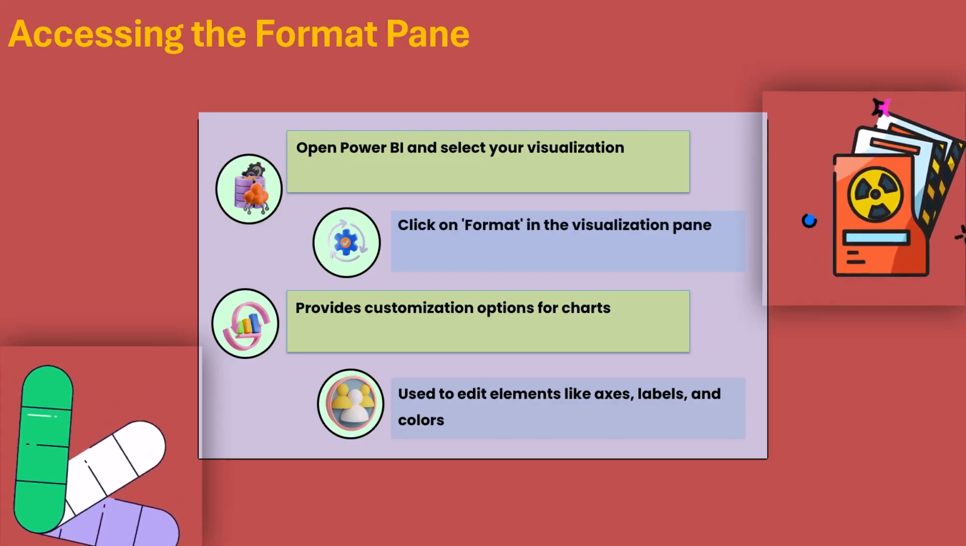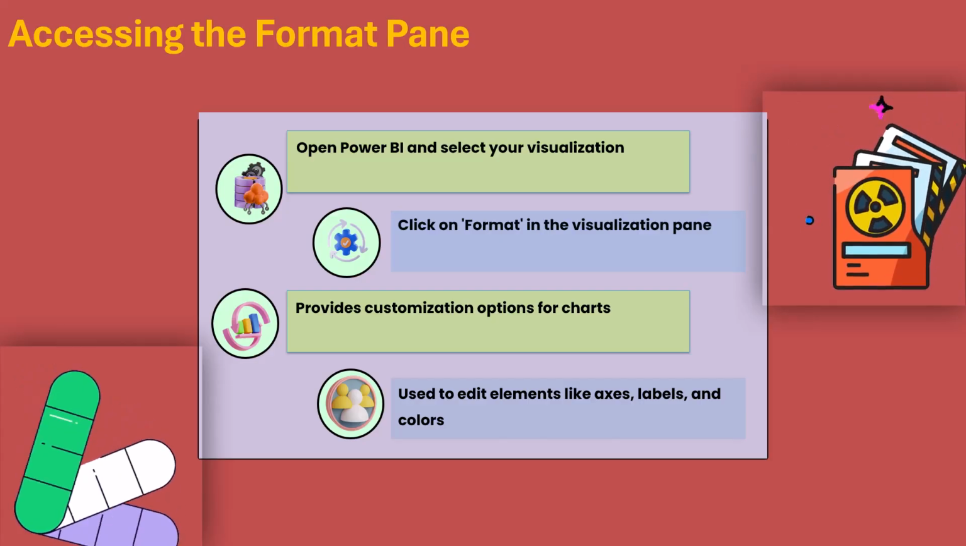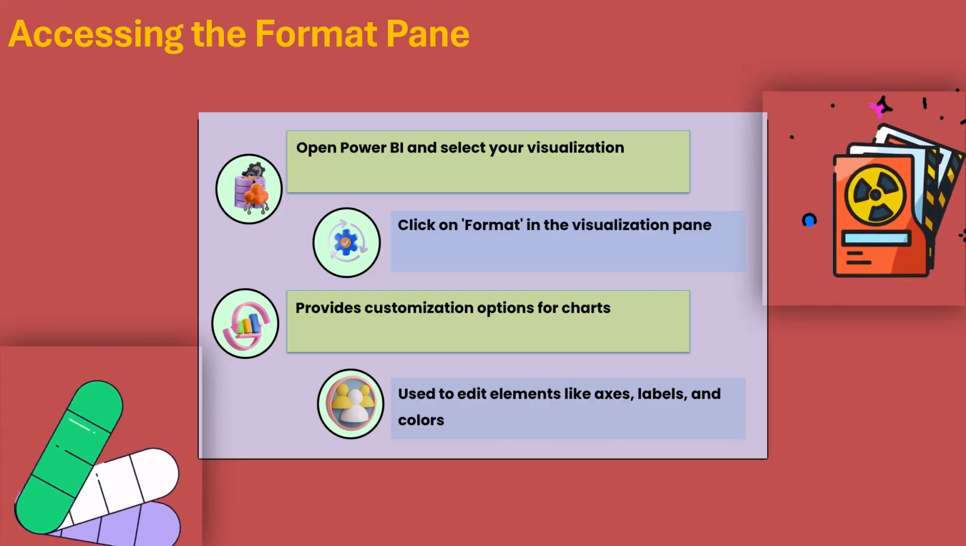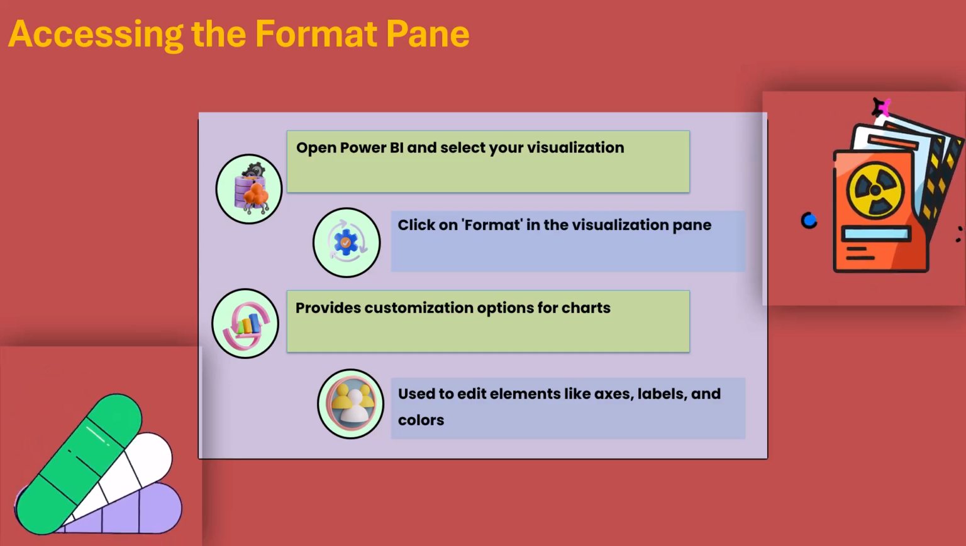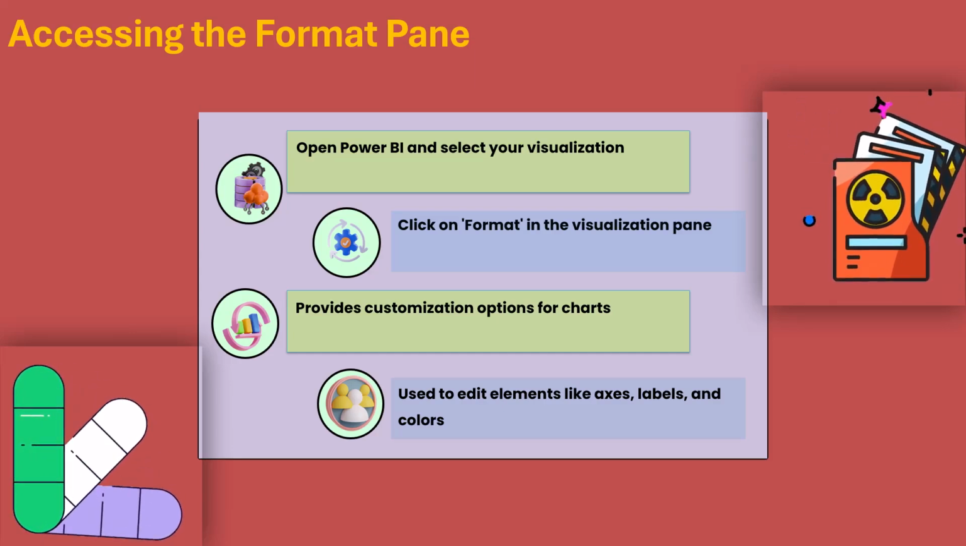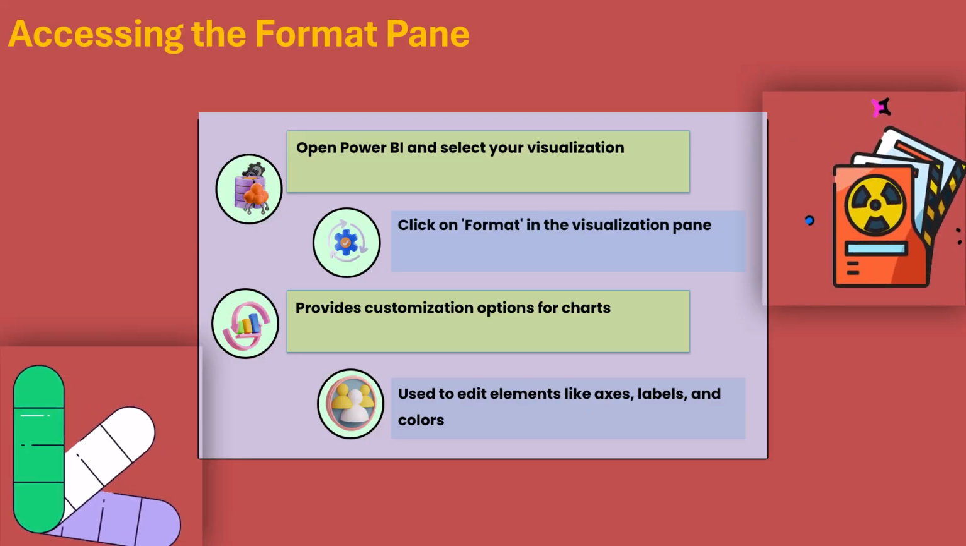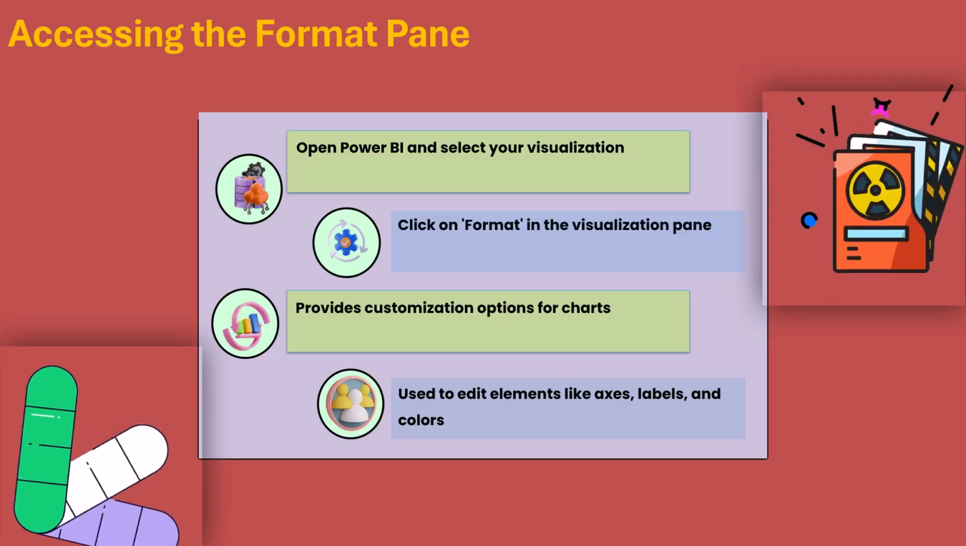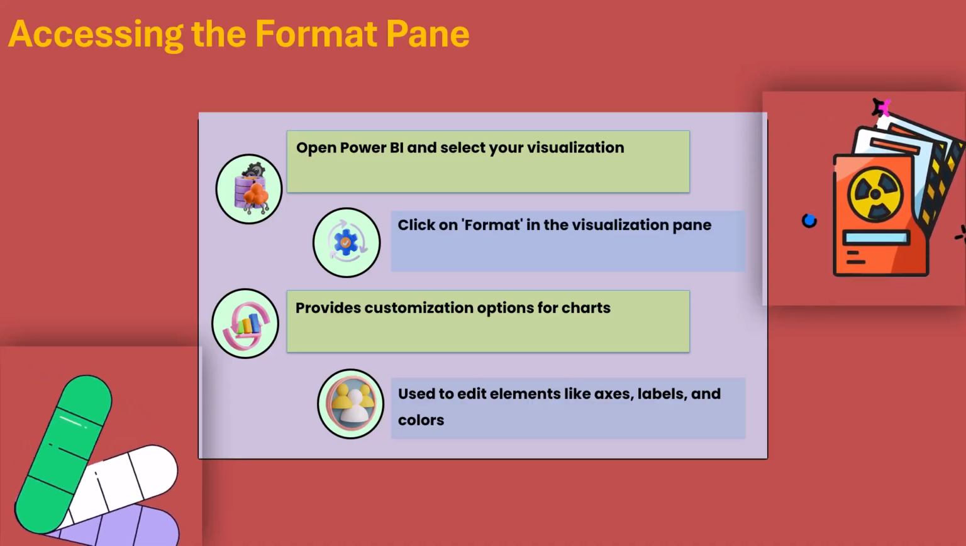Okay, time to get hands-on. The format pane is where all the magic happens, like a control room for your visuals. I'll walk you through the steps to access it and tweak your chart just right. It's super easy, and once you know where to go, you'll feel like a Power BI wizard.